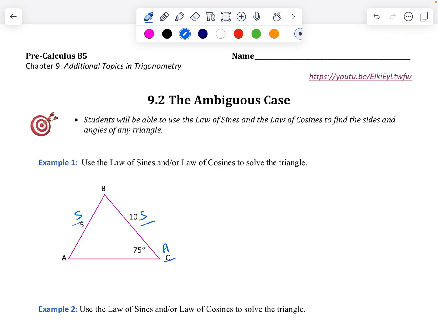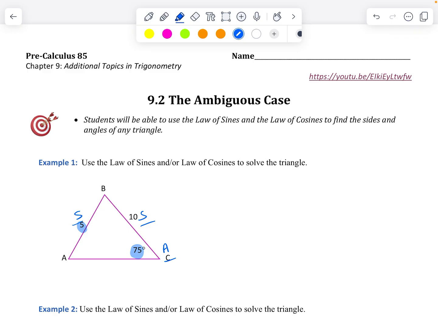side, angle. Reminder that when we talk about using law of sines, we said you need an opposite side with an angle. So you need a pair is the phrase that I used. From here, we can solve for angle A using the law of sines. All right. The ambiguous case.